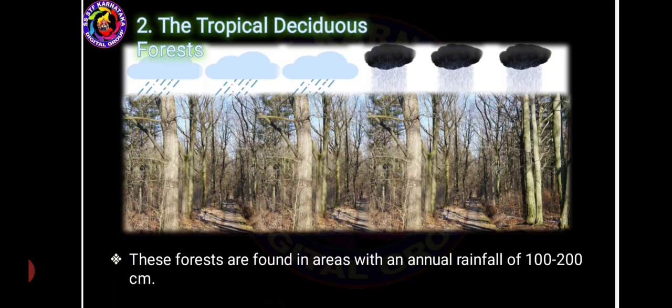Second type is the tropical deciduous forests. They are found in areas which receive rainfall between 100 to 200 centimeters a year. Main trees are teak, sal, sandalwood, kusum, kanju, myrobalan, mango, neem, tamarind, etc.